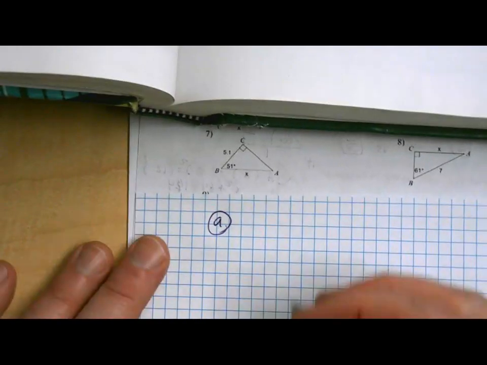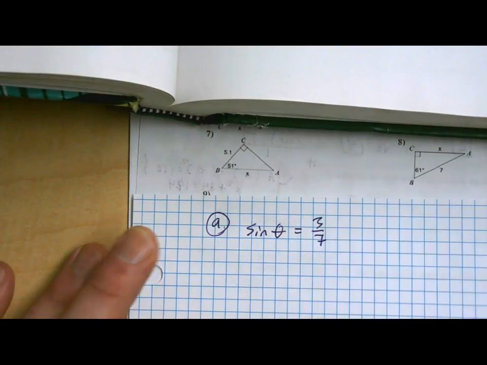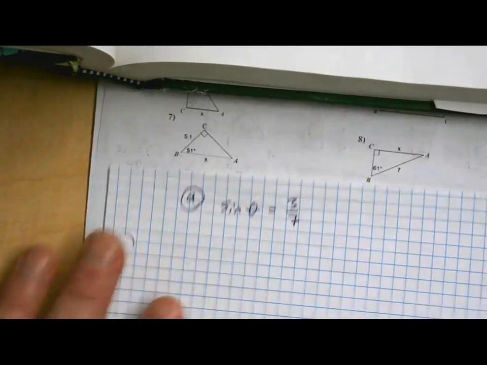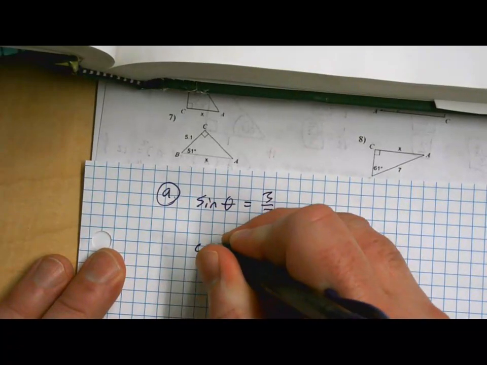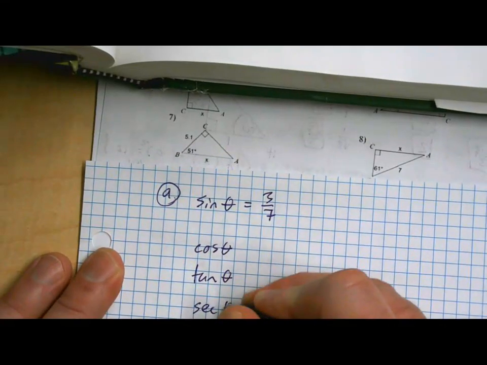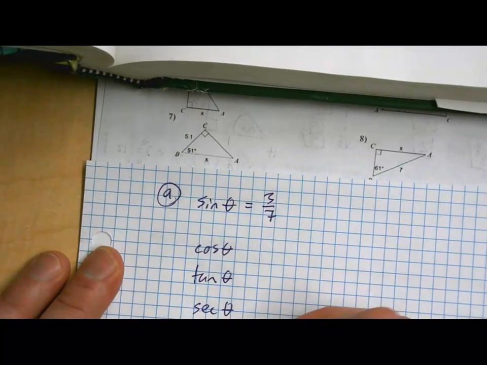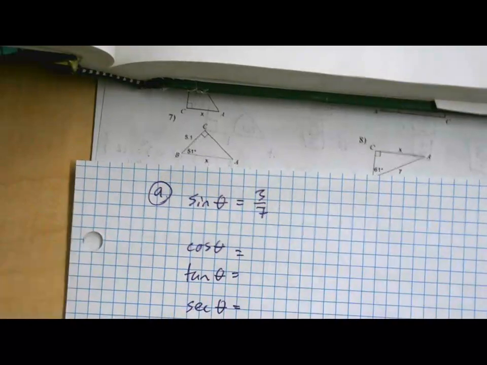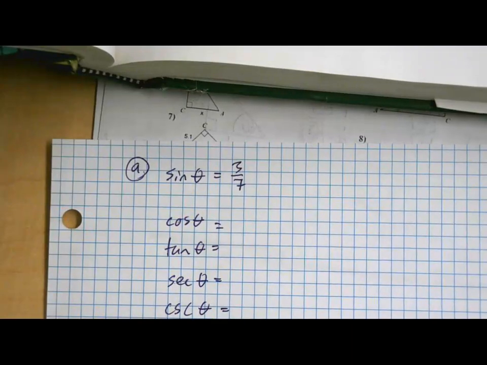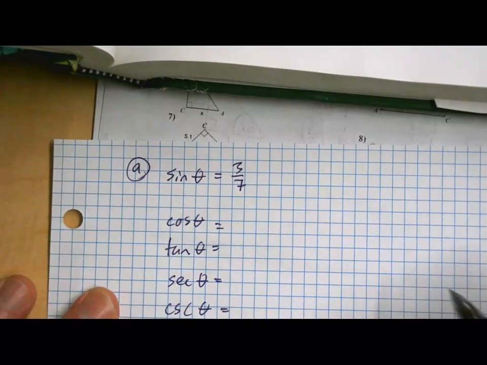What they tell you in number 9 is that the sine of theta equals 3 over 7. Your job is to write the other 6 trig functions, the cosine of theta, the tangent of theta, the secant of theta, the cosecant of theta, and the cotangent of theta. That's going to be your answer. How in the heck are we going to do that? Well, let me show you. You ready?